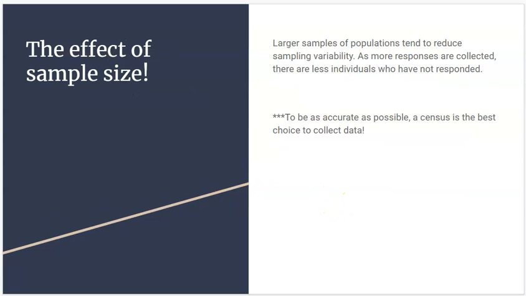Alrighty, and that has to do with sampling size. Larger samples of populations tend to reduce sampling variability, with census being the maximum size of a sample you can take. It is the whole thing, after all. As more responses are collected, there are fewer individuals who have not responded, and that's why it's more accurate. You get a bigger picture of how people feel or how people respond to this topic. And of course, to be as accurate as possible, a census is the best choice. So that is nice to keep in mind. Although, in general, the more samples you collect, the more accurate your data will be.